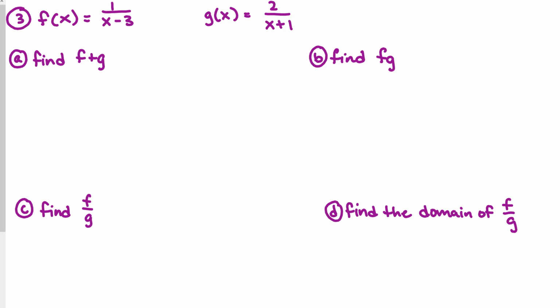So here we have two different functions, f and g, and they're both rational functions. And we're asked to find f plus g. So we have 1 over x minus 3 plus 2 over x plus 1. I thought this would be a good opportunity for us to do a quick review of how we would simplify something like this, if simplifying implies combining them into a single fraction, which is generally what it means.